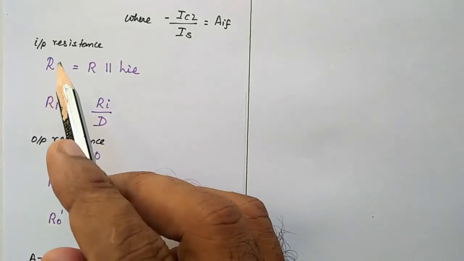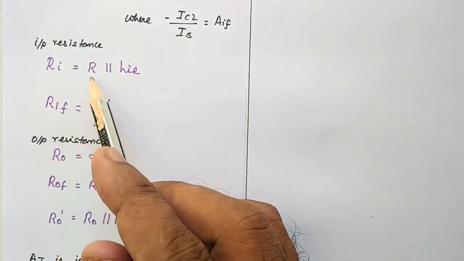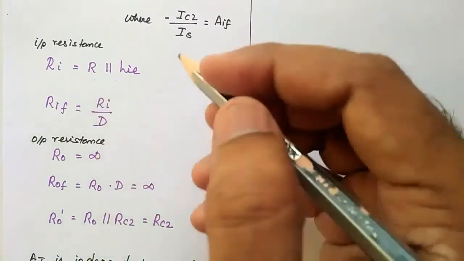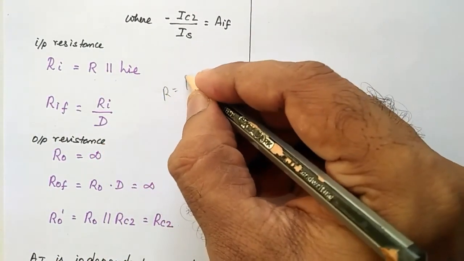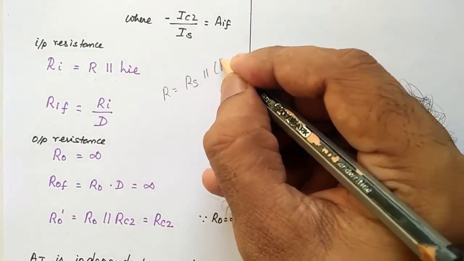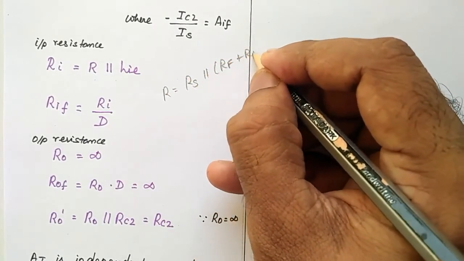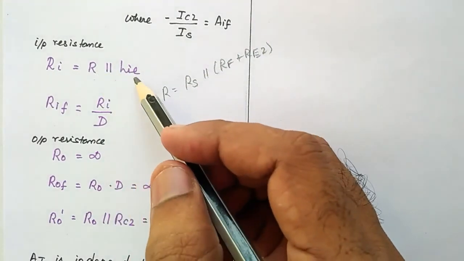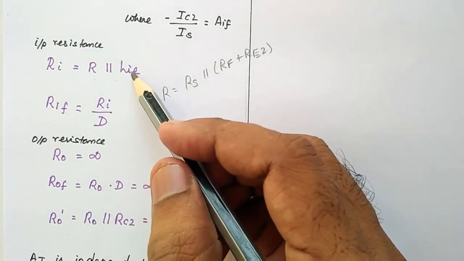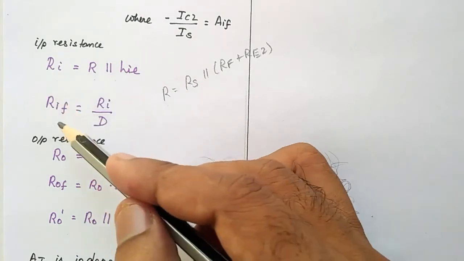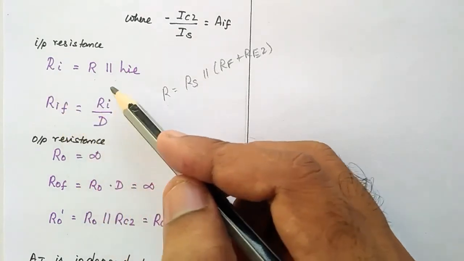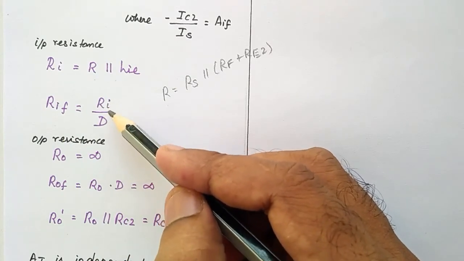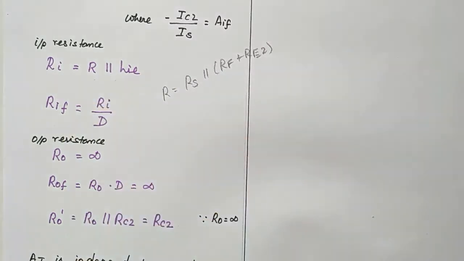The next parameter is finding the input resistance. Ri is nothing but the parallel combination of R and HIE. We already know R can be written as Rs parallel to Rf plus Re2. This resistance is in parallel with the input base to emitter resistance of the first transistor. So this is Ri. The final thing is Rif, which is Ri by D, because it is a shunt type of mixing. Hence we divide by the desensitivity factor.